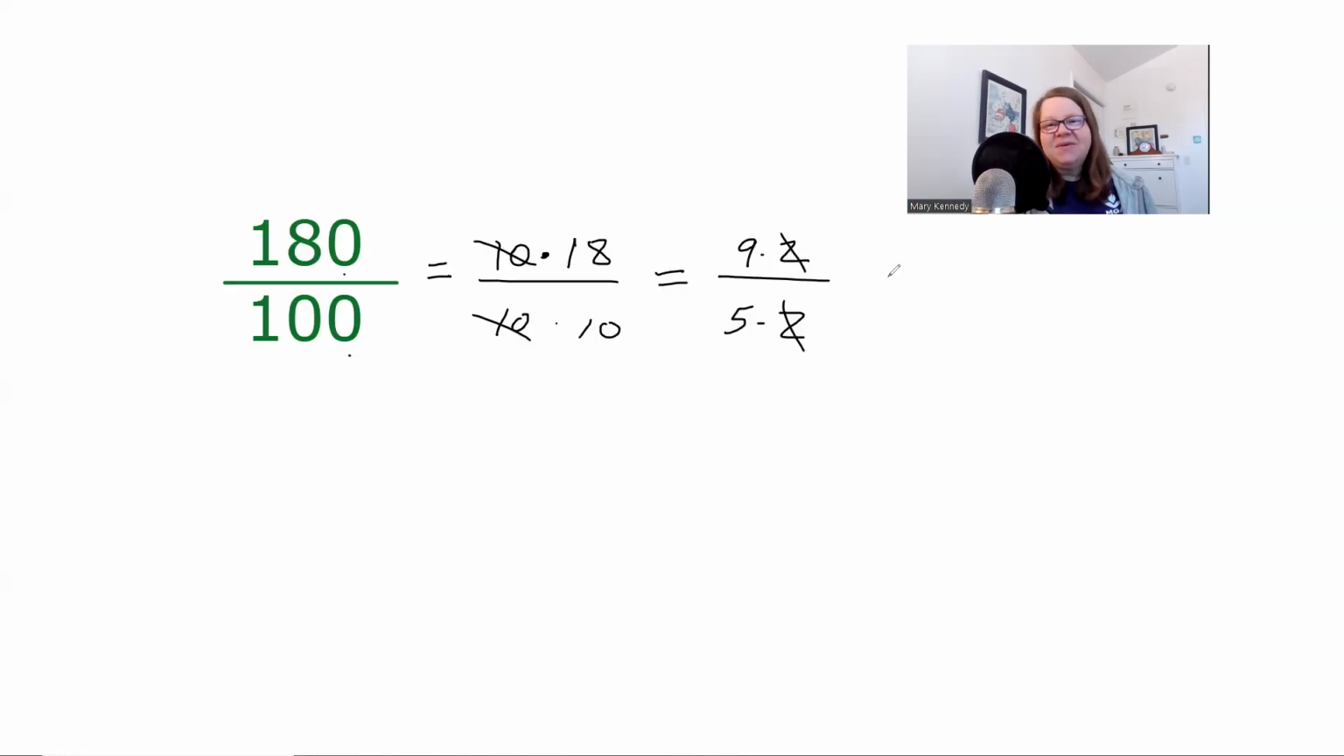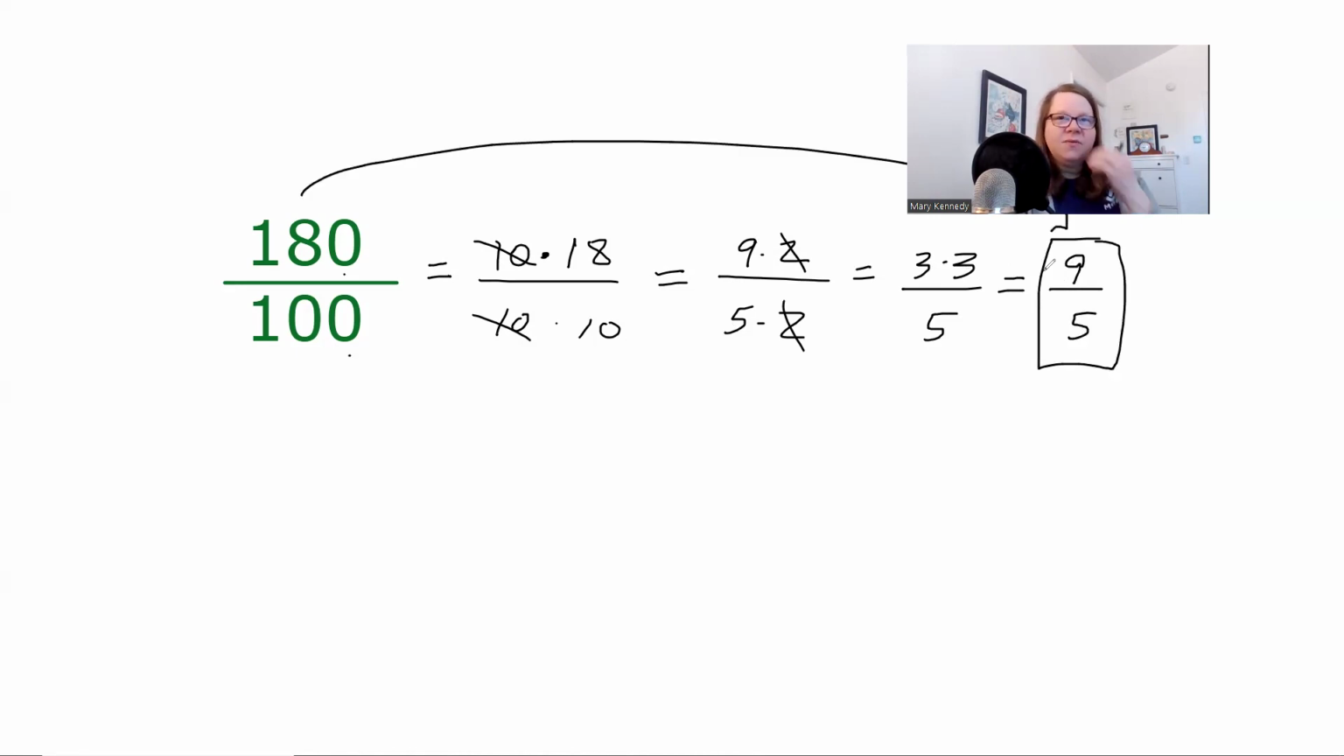Now 9 is 3 times 3. But 5's just 5, right? There's nothing you can divide by 5 except 5 and 1, and that doesn't change the 5. So there's nothing to cancel here. So 3 times 3 is 9. 9 over 5 is the simplified fraction, or the reduced fraction, we call it. If you wanted to see it done some other way, then you can stick around.